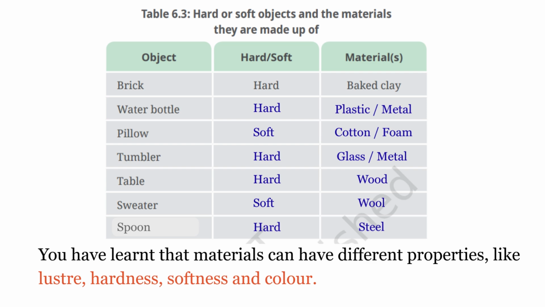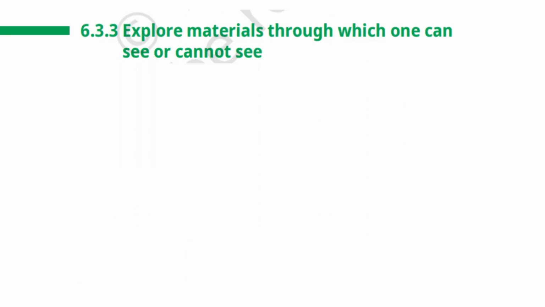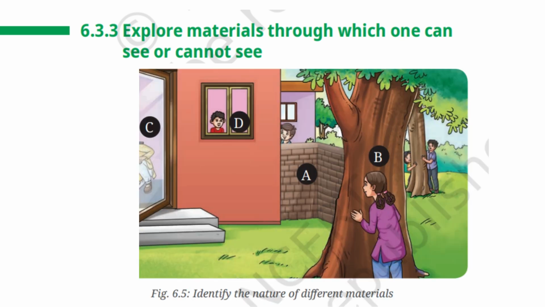So you have learned that materials can have different properties like luster, hardness, softness and color. Can you think of any other properties that are shown by materials? Let us explore it further. Explore materials through which one can see or cannot see.